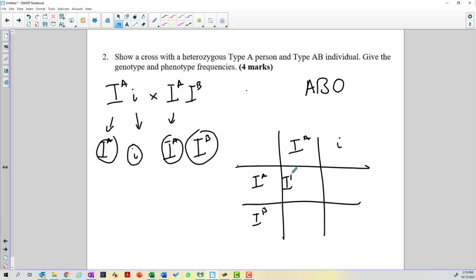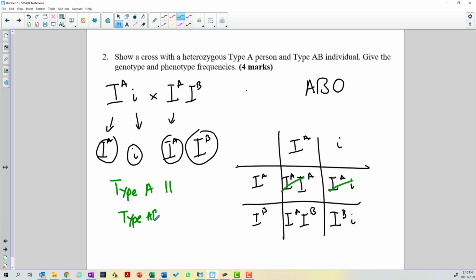So here is a type, and remember when you do these questions, once you get past the single trait problem and the two trait problems, we only really care about the phenotype answers. And so some of you forgot that and you gave me an answer that was too specific. So taking a look at this, let's look at our answers. So there is a type A person right here. That's one. There's another type A person here. That's two. There's a type AB person. One of those. And a type B person.